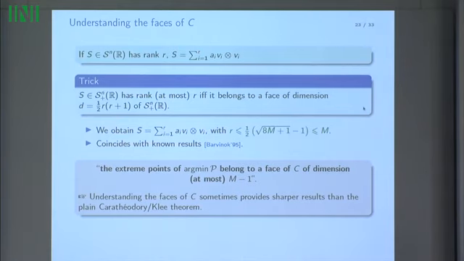So the extreme points of the solution set belong to a face of your sublevel set of dimension at most m-1. But of course, if you have more information on the face, you have to use it and plug it in the proof. Okay, and that's how you can have a sharper result than the Carathéodory and Klee theorem.